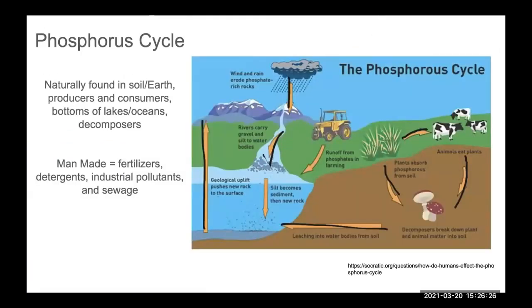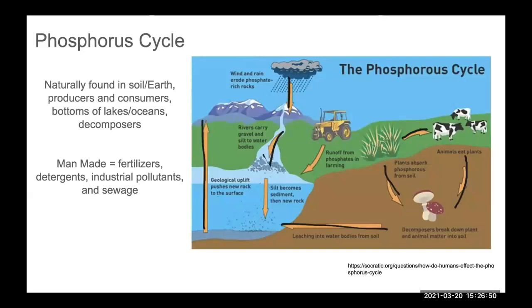The next cycle we'll look at is the phosphorus cycle. Phosphorus is naturally found in the soil on Earth. It is not naturally found in the atmosphere. It is also found in Earth rocks. So when the rain comes or it's really windy, the erosion of the rocks will contribute to phosphate.